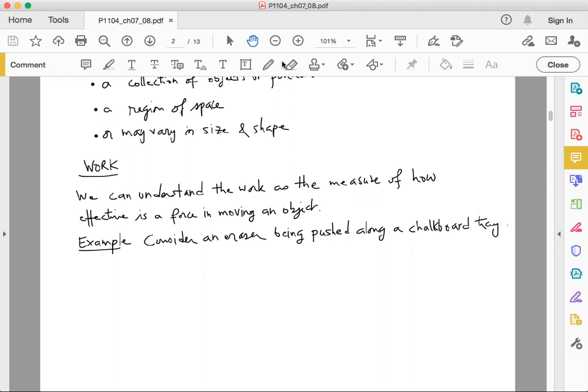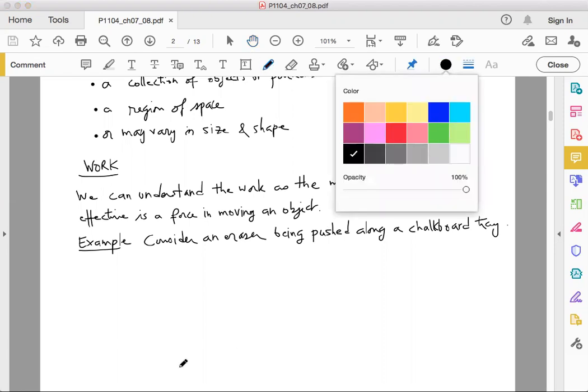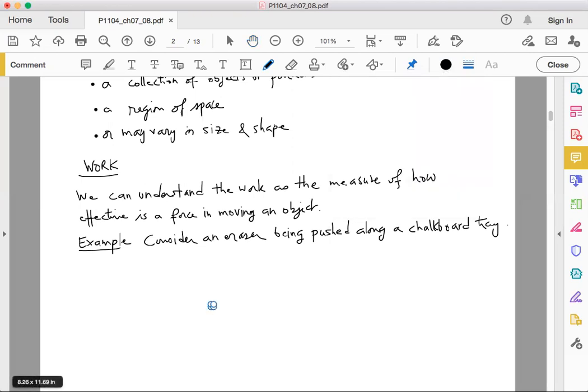That was the statement of Newton's first law. So we discussed the force and how the force is related to the acceleration through Newton's second law. However, we don't know how effective the force is in moving an object. So in other words, let's consider as an example an eraser being pushed along a chalkboard tray.